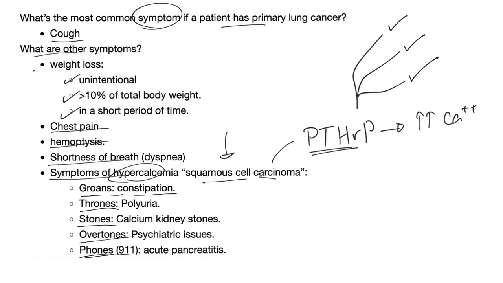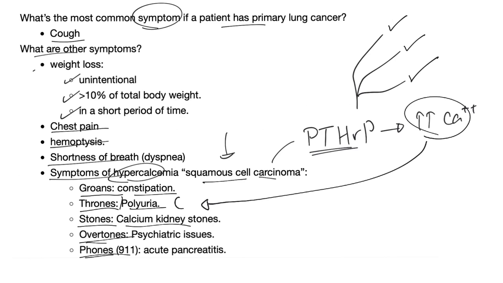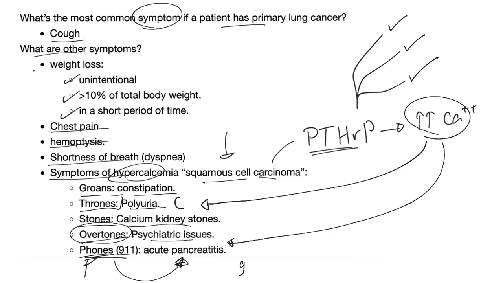Okay, symptoms of hypercalcemia: groans, thrones, stones, psychiatric overtones, and phones. Groans, I mean constipation and abdominal pain. Thrones, polyuria. Why? Because there is increased calcium in the plasma, there will be increased calcium in the urine. Stones, calcium, kidney stones. Overtones, psychiatric issues. Phone, because sometimes hypercalcemia can lead to acute pancreatitis, and acute pancreatitis is a medical emergency. You need to call 911 if you are in the United States, or 999 if you are in the UK.